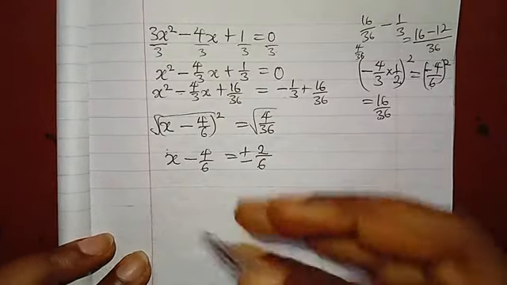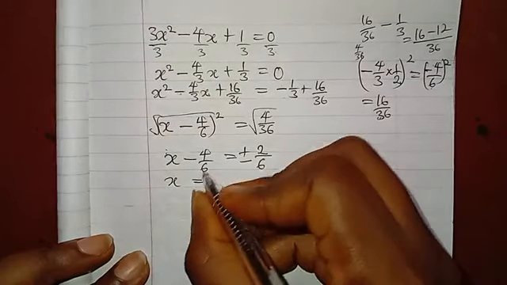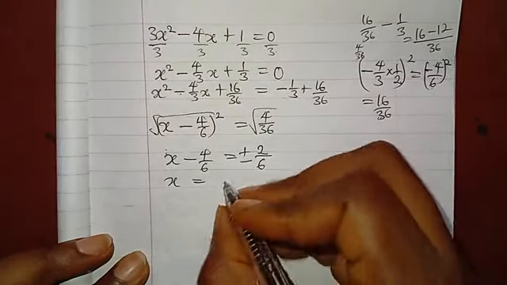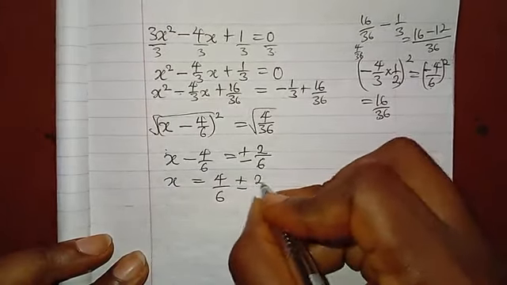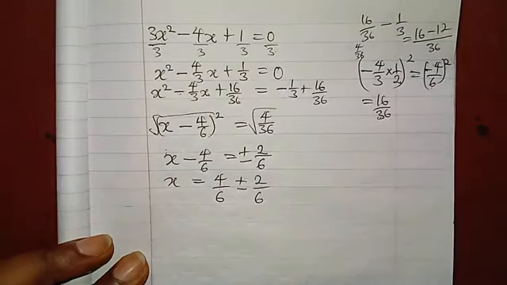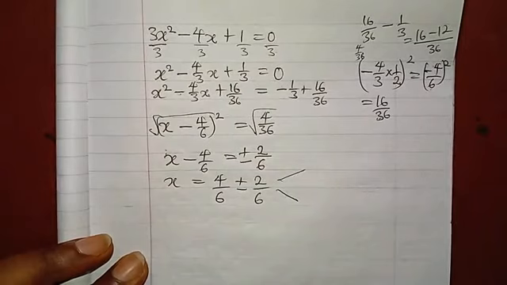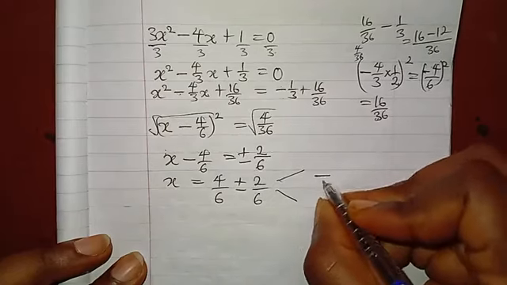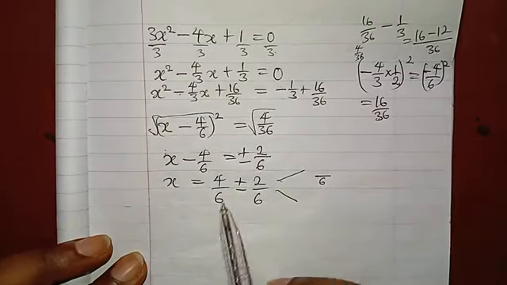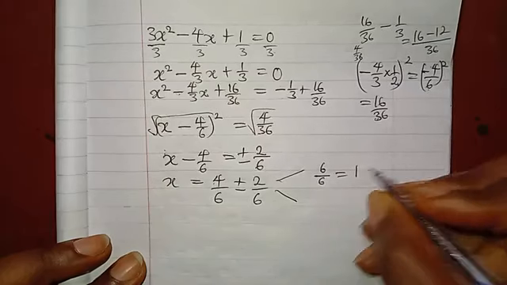Now we are going to isolate x. X now becomes minus 4 over 6 comes over to this side to become 4 over 6 plus or minus 2 over 6. Now, thank God they have the same denominator, so 6. 4 plus 2 now becomes 6, right? So 6 over 6 is 1.